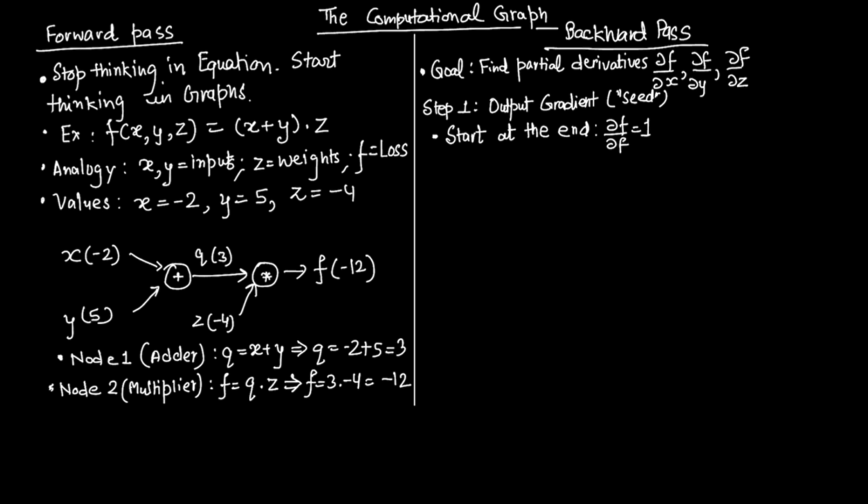Well, if f increases by 1, f increases by 1. The ratio is 1. So df by df is equal to 1. This is our starting signal, the seed of the backward pass. Step 2, back to node 2 or the multiplier gate.